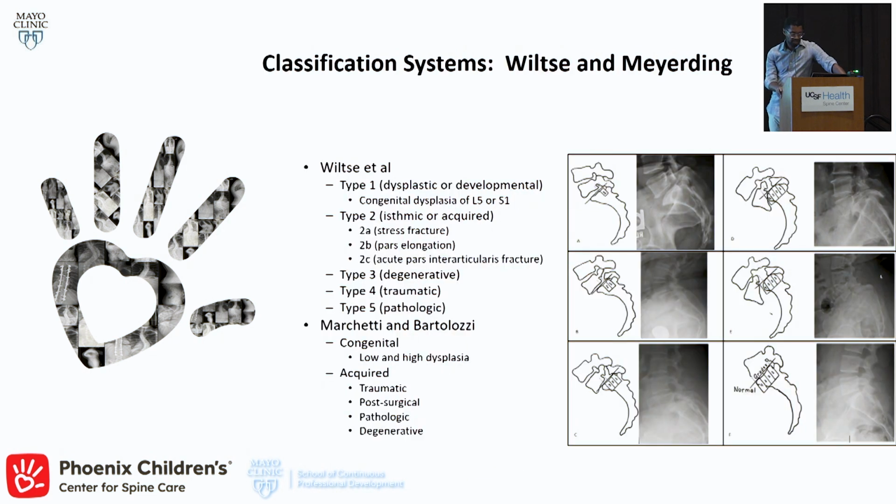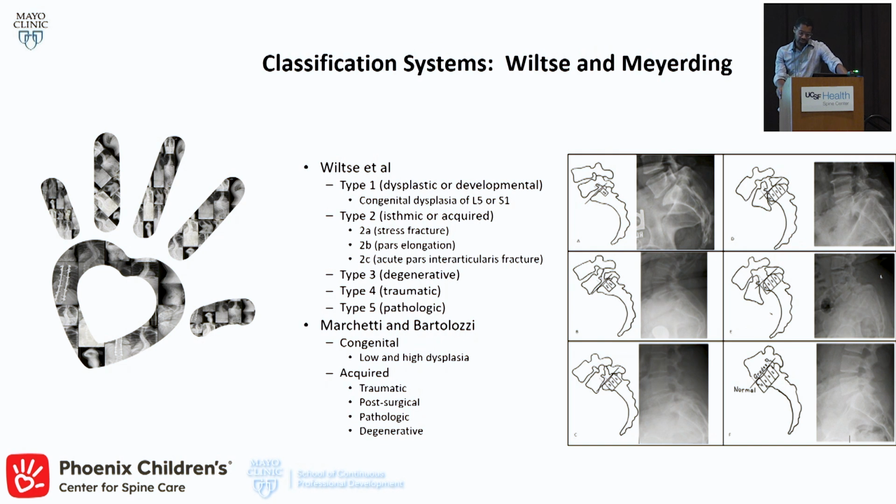The initial classification systems, starting with Wiltse, really allowed us to have a frame of reference to talk based upon the cause of the listhesis. The type 1 being more of a dysplastic or developmental in the Wiltse, where there is a congenital aspect of the posterior elements of L5 or even S1. The type 2, which either had a stress lysis in the 2A, a pars elongation in the 2B, or even a pars fracture in the 2C. And then there's the degenerative, the traumatic, and the pathologic.